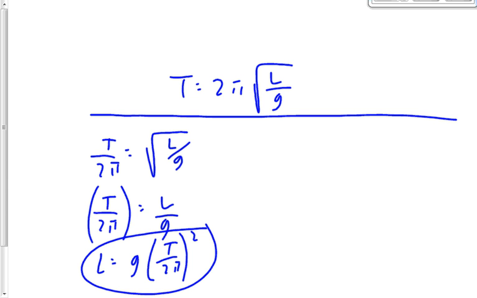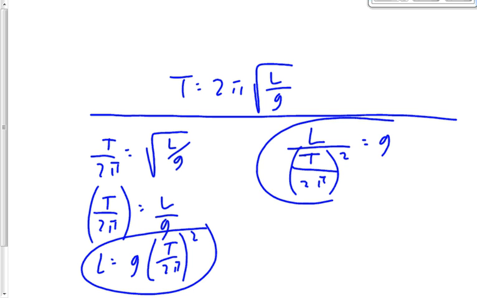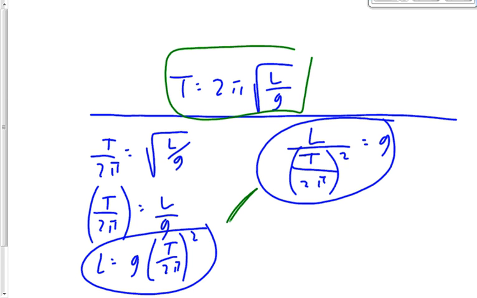What if you want to solve for g? We'll do the same thing. Get L, and then just divide by (T over 2 pi) squared. So it becomes L over (T over 2 pi), all in brackets squared, is equal to g. Okay, this is the one that appears on your data sheet, but we've got to be able to use these other ones as well, because we see them fairly often.